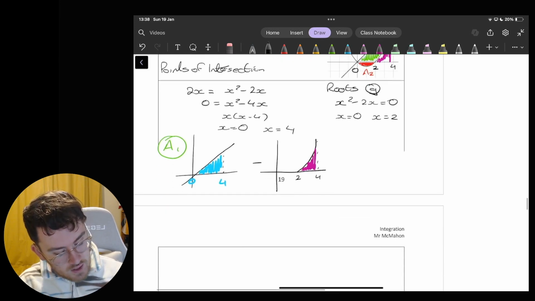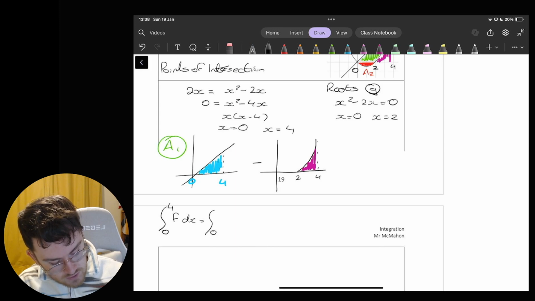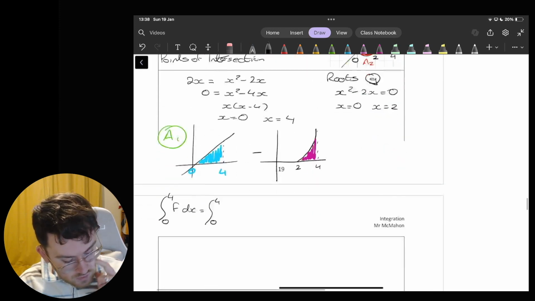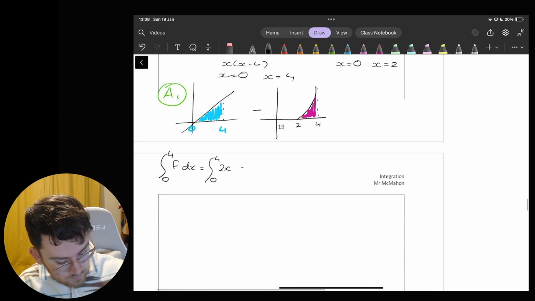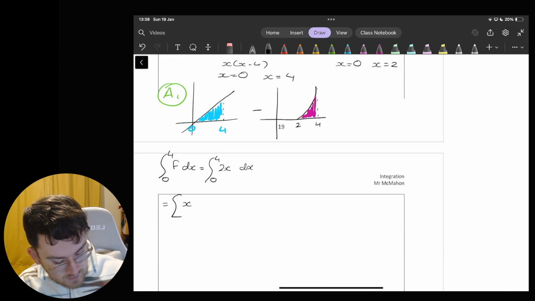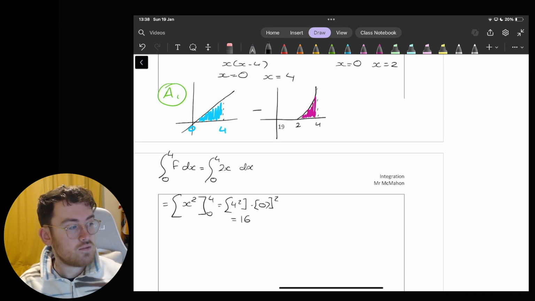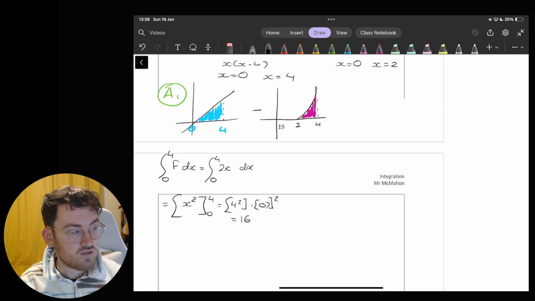Okay, so this blue region is the integral from 0 to 4 of f, which is the integral from 0 to 4 of 2x. Okay, that's going to be x squared, potentially, which is 4 squared minus 0 squared, so 16. Okay, so my blue region there, 16, straightforward.